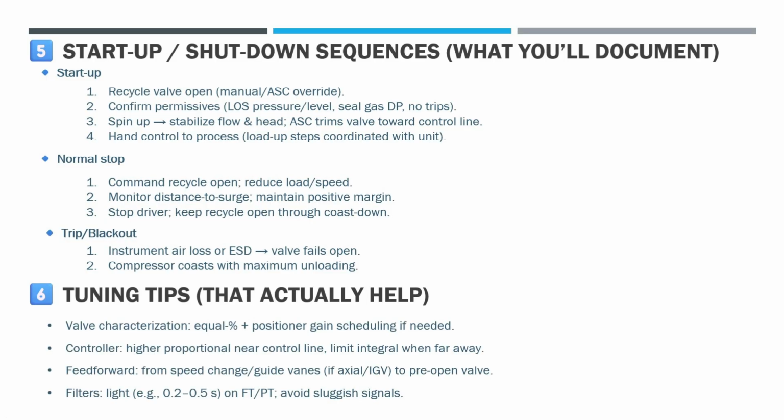Tuning tips. Equal percentage trim improves resolution. Use proportional gain higher near the surge line. Limit integral far away. Add feed forward from speed or guide vanes if available. Light filters, 0.2 to 0.5 seconds, on FT and PT signals.